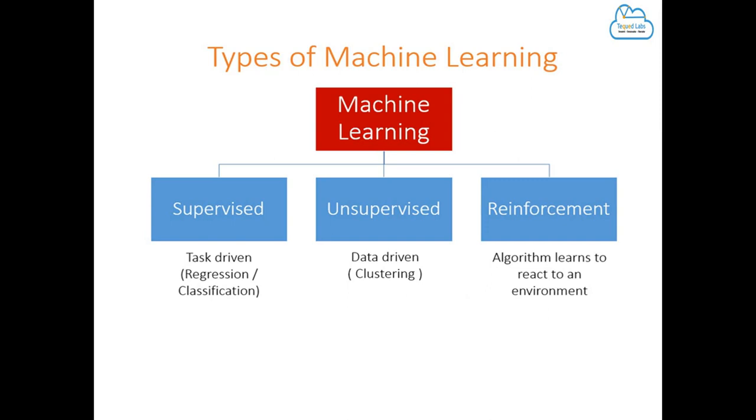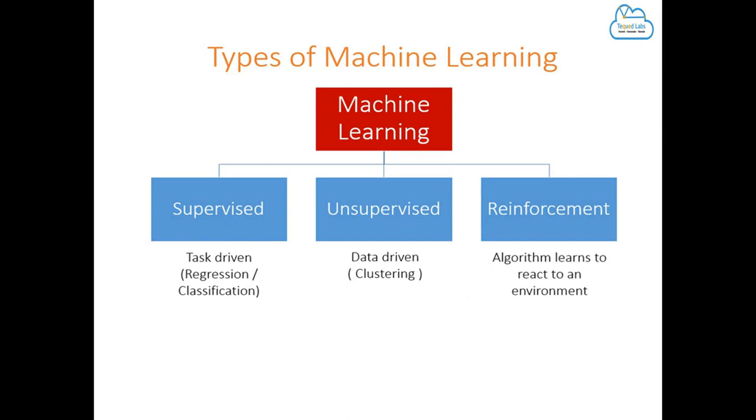The first one is called supervised learning, the second one is called unsupervised learning algorithms, and the third one is called reinforcement learning algorithms. We'll see each one of them in depth. Machine learning is nothing but the concept in which a machine is learning from some kind of data and is able to make some predictions.